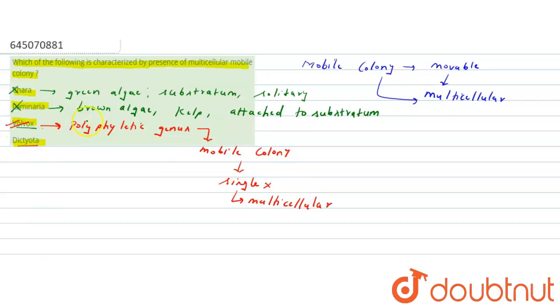The next is Dictyota. Dictyota is a seaweed which is also attached to the substratum, so it is also present at one place only. So that is why this option will also be incorrect here. So the correct answer will be option number 3.